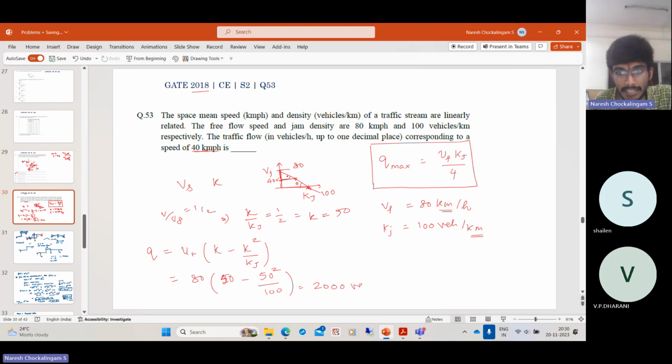What are the units? This K is in vehicles per kilometer, this is in kilometers per hour. This entire quantity is in vehicles per kilometer times kilometers per hour, so kilometer gets cancelled and you get something in vehicles per hour. And the value is 2000.